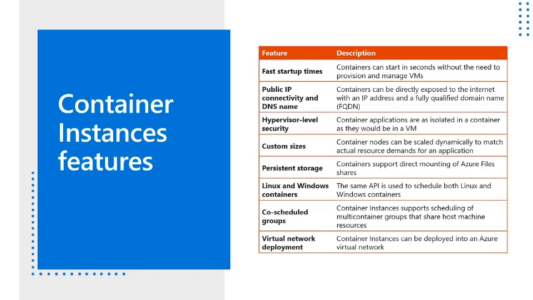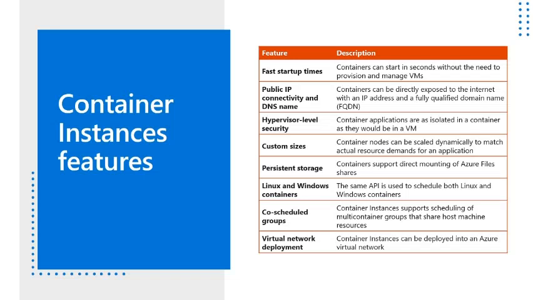Linux and Windows containers. Container instances can schedule both Windows and Linux containers with the same API. Simply specify the OS type when you create your container groups. Some features are currently restricted to Linux containers. While we work to bring feature parity to Windows containers, you can find current platform differences in quotas and region availability for container instances. So that you can make yourself familiar with the Linux and Windows containers.